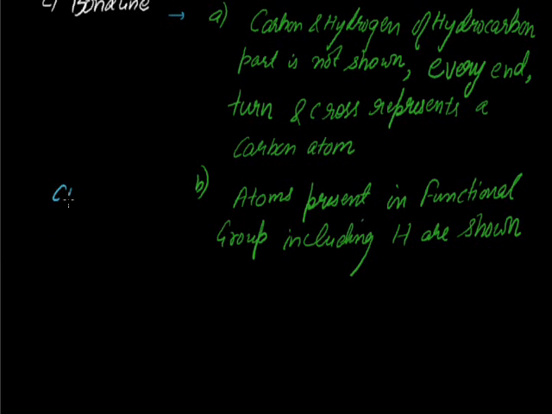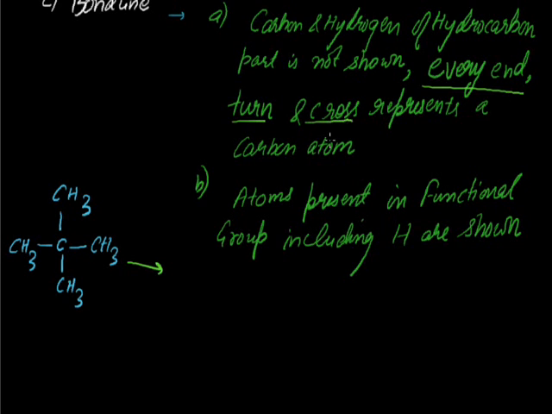Let a compound be... Now, if we want to change it into bond line structure, then we should note that every end, turn and cross represents a carbon atom. So if we represent this way, then these ends are representing a carbon atom each. As well, this junction also represents a carbon atom. So we can say that this is the bond line structure of this compound.